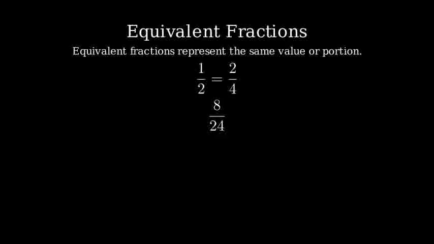Let's look at the fraction 8 over 24 and find its equivalent by simplifying. To simplify 8 over 24, we'll divide both the numerator and denominator by their greatest common factor, or GCF, which is the largest integer that evenly divides both. Now, let's proceed to find the GCF of 8 and 24.